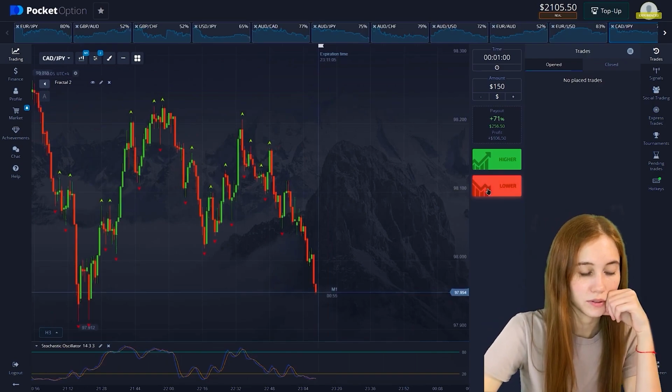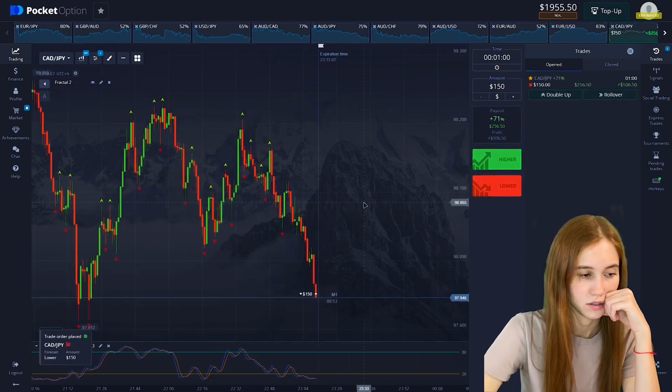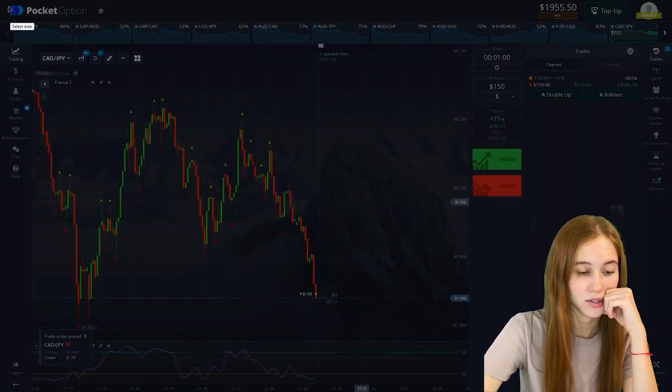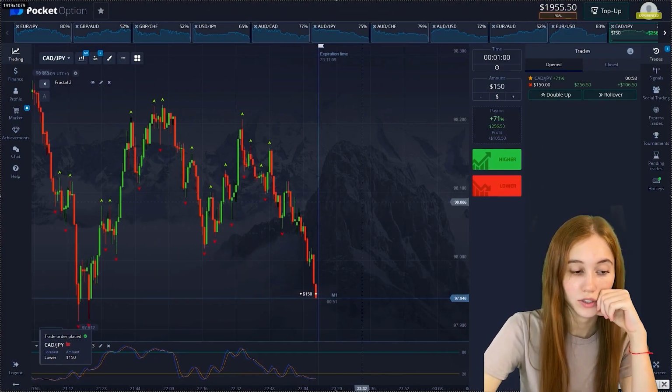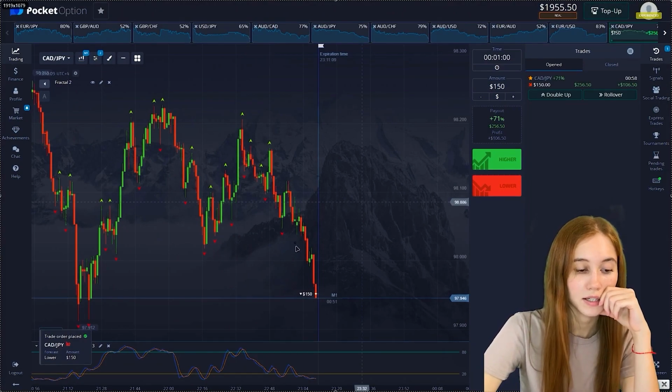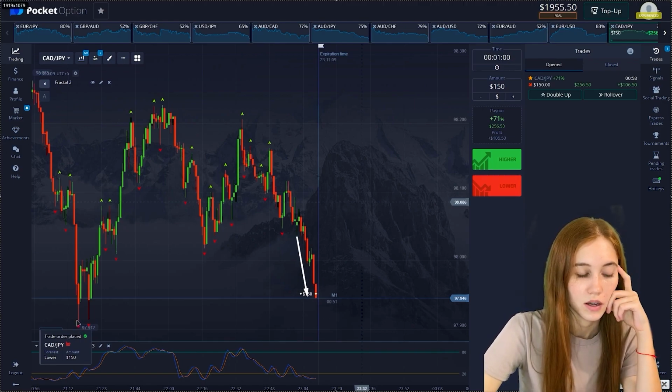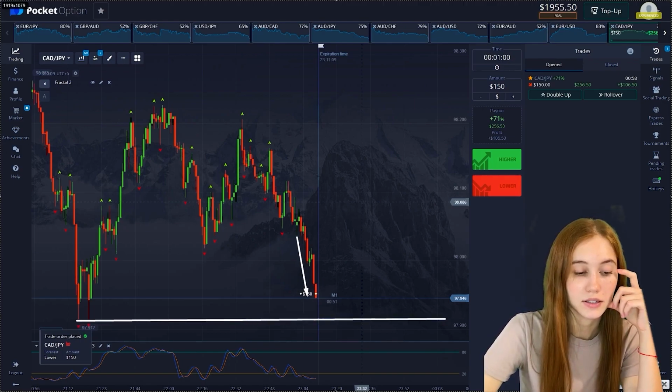And let's open down here and start our technical analysis. We're in a confident decline. That means that we will move towards this support level. This is what our technical analysis shows. That's why we opened down.